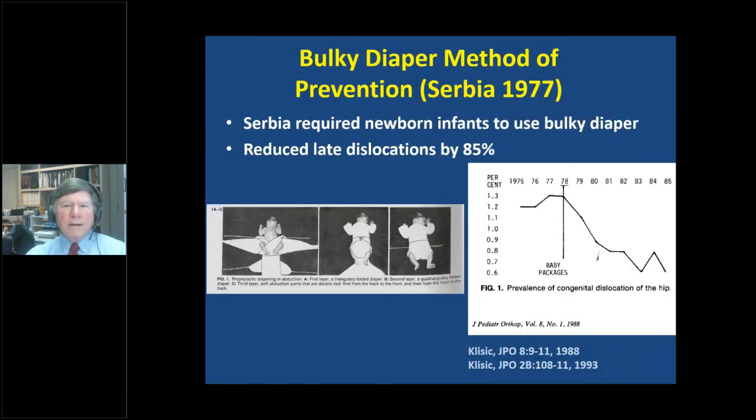In fact, this bulky diaper method of prevention was required by law in Serbia in 1977, and it reduced the risk of late dislocations by 85%. So what I'm suggesting is we need a little more research about multiple diapers. Bulky diapers are probably not going to reduce a dislocated hip. Most pediatricians and doctors have been taught that bulky diapers have no benefit. Well, they probably have no benefit for a dislocated hip, but they may benefit the mild dysplasia, and that remains to be determined. So this has reduced the rate of dislocations in Serbia.